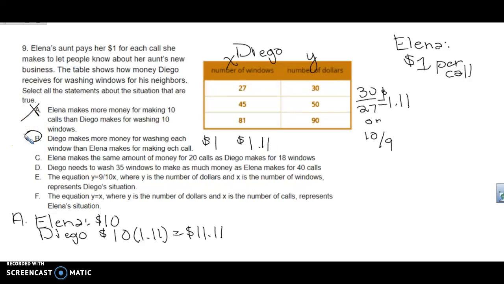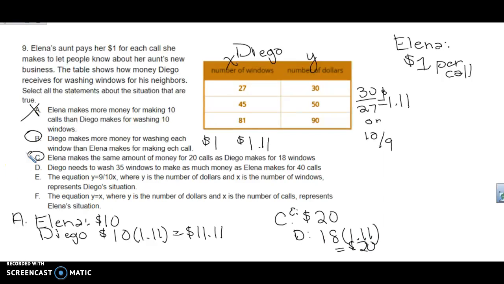If we look at question C, it says Elena makes the same amount of money for 20 calls as Diego makes for 18. So Elena will make $20 because she makes $1 per call. And then when Diego washes 18 windows, that's going to be 18 times 1.11, and that is also going to be 20. So C is a true statement.